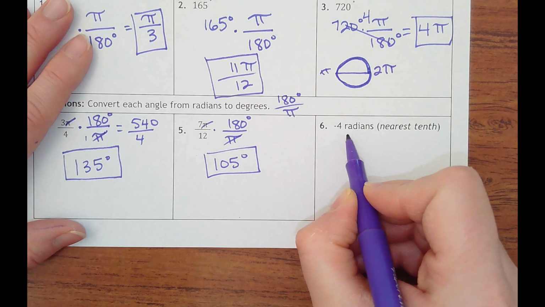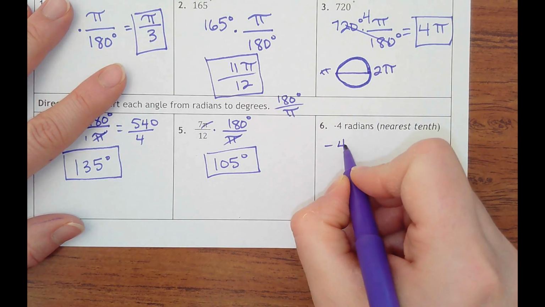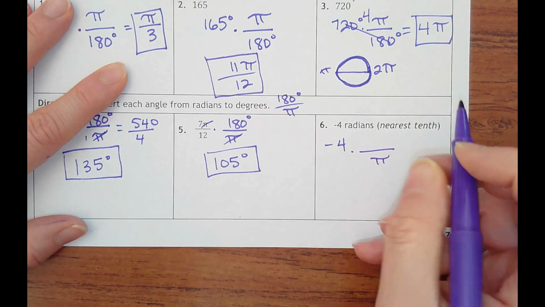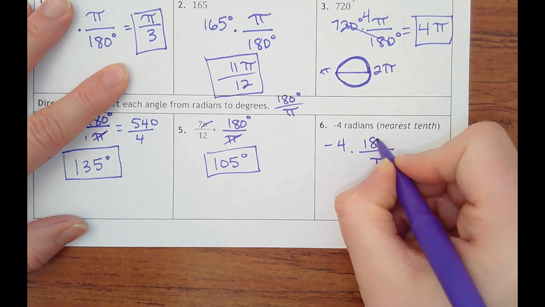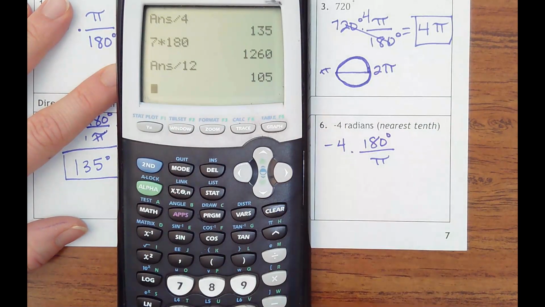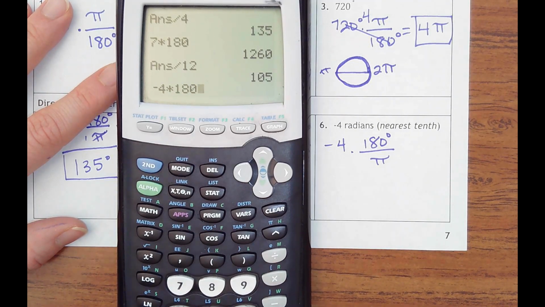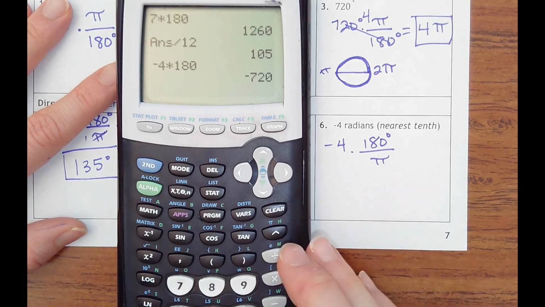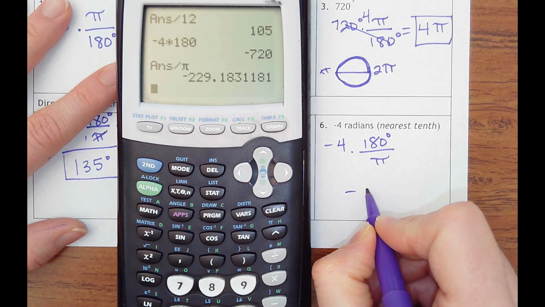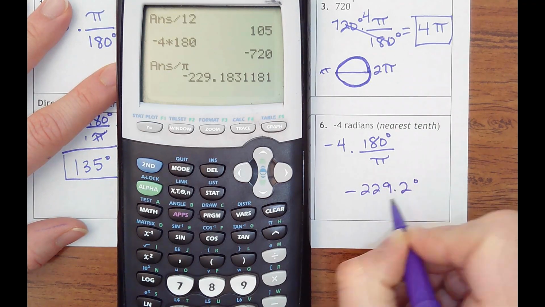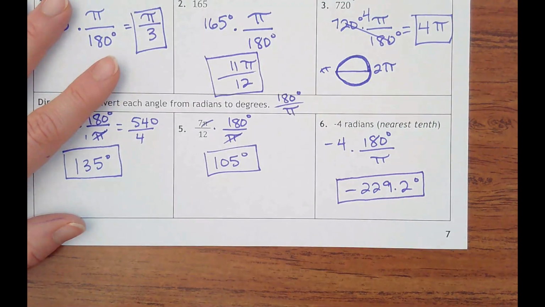Sometimes we don't even have pi. Sometimes we just have a number like -4. All you need to know is that is a radian, so you still need to put pi in the denominator, and put 180 degrees on top. And so we'll take -4 times 180, and then we're going to divide by pi. And it says round to the nearest tenth, so it'd be -229.2 degrees. So radians don't always have to have pi in it, but normally it does.